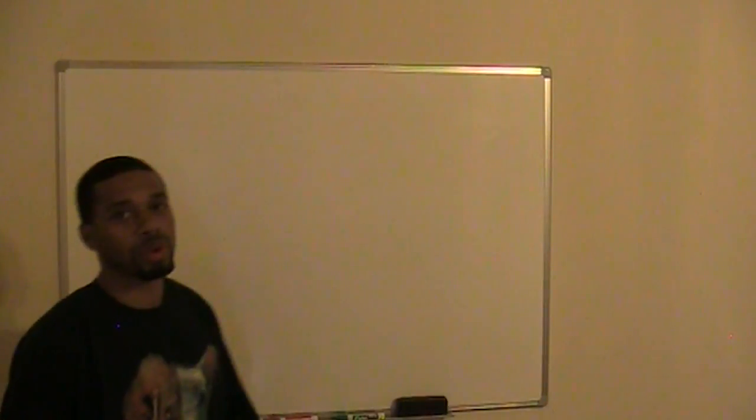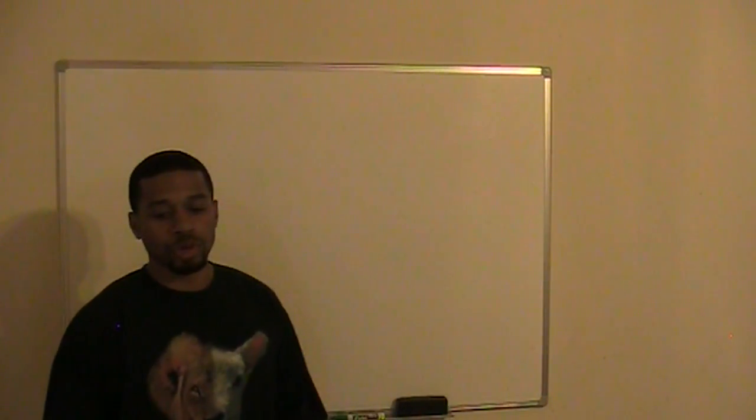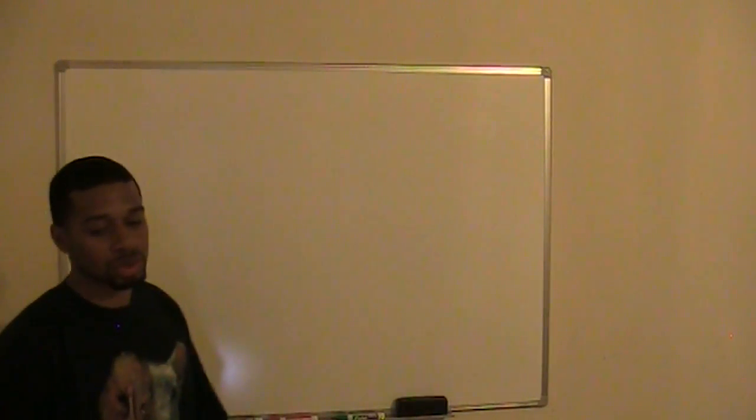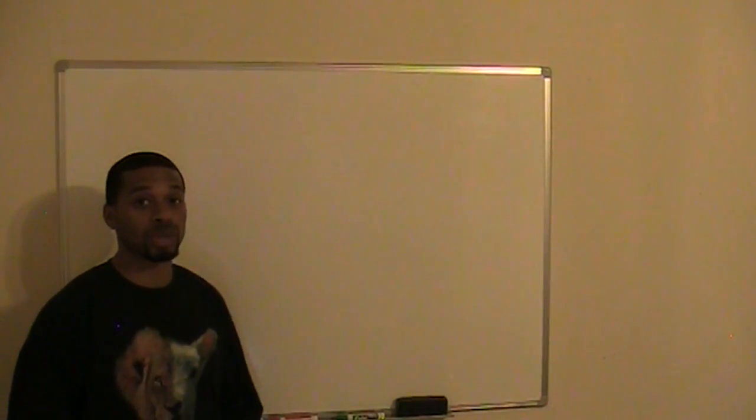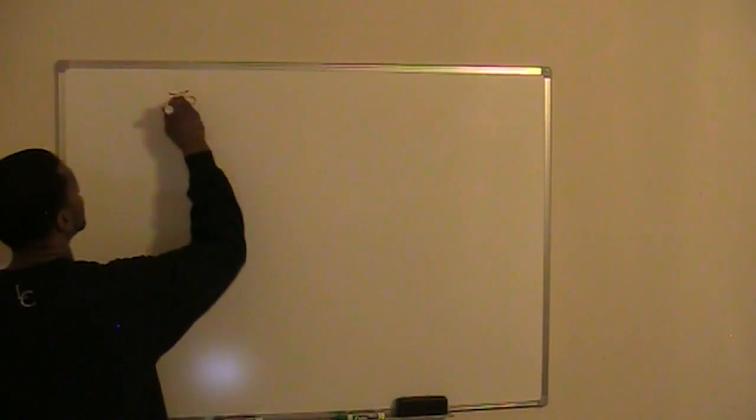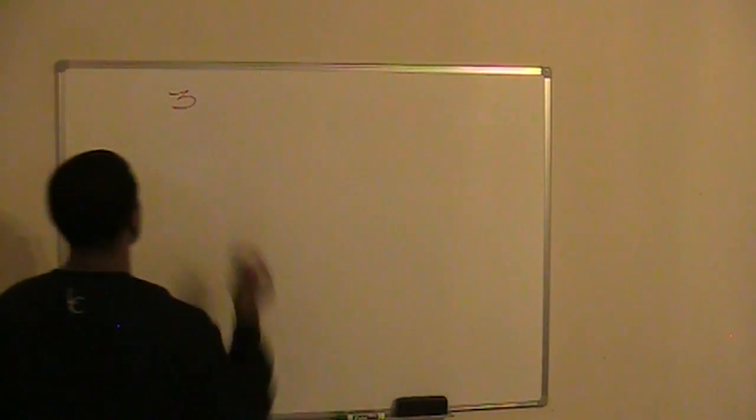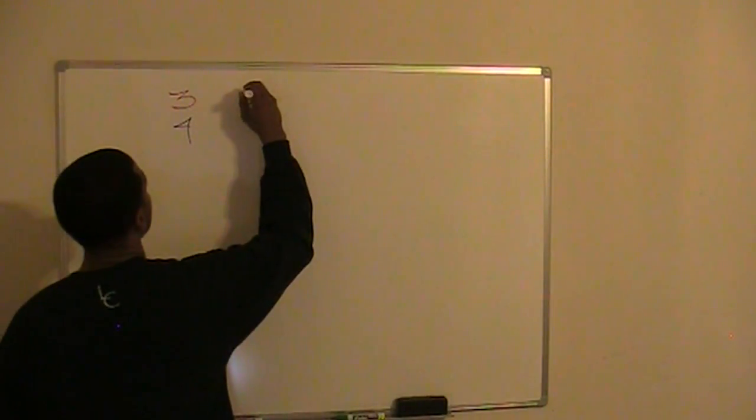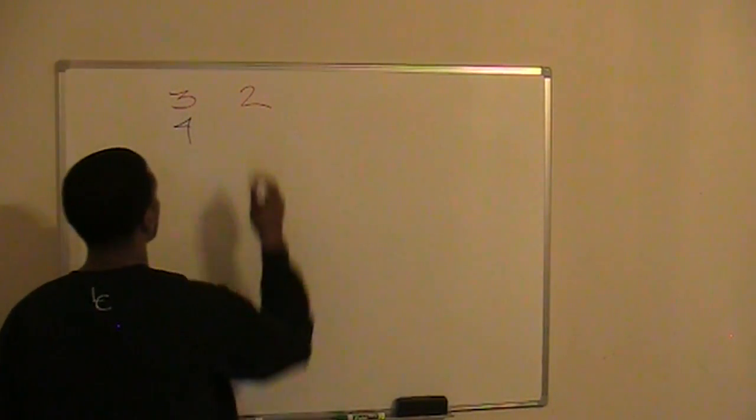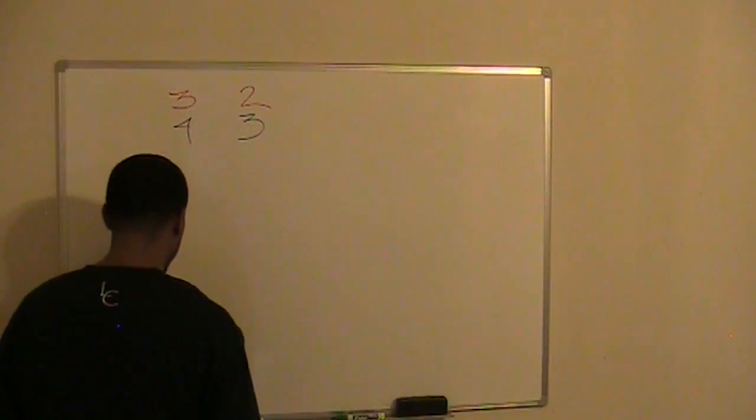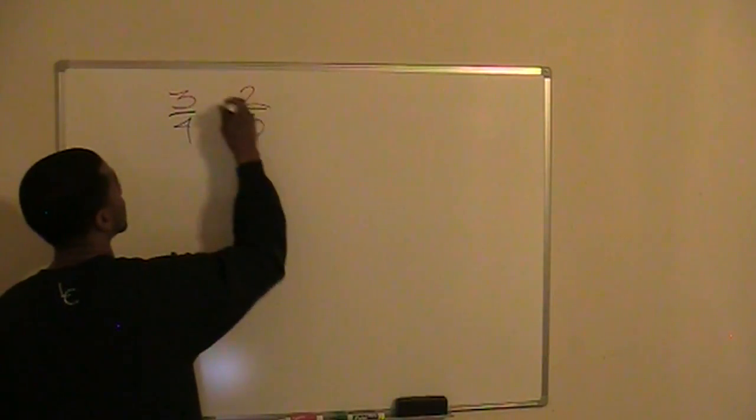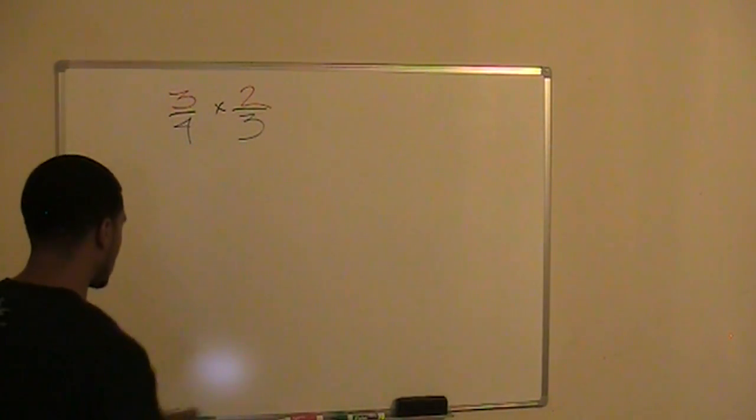Okay, now let's try a word problem. If 3/4 of the class are boys and 2/3 of the boys are wearing tennis shoes, what fraction of the class are boys wearing tennis shoes? So the first fraction that I had was 3/4. And then it said 2/3 of those boys were wearing tennis shoes. So now I have 3/4 times 2/3.